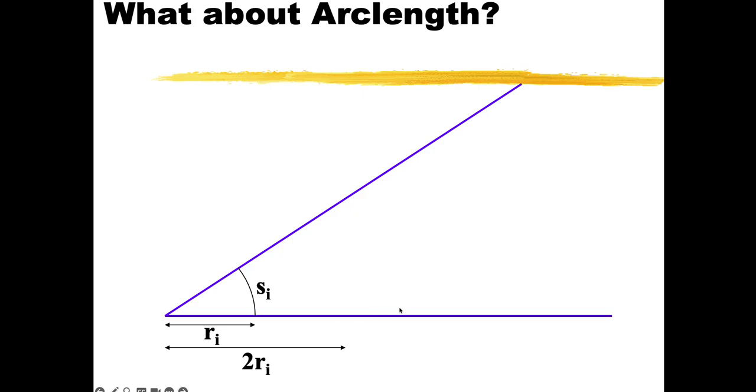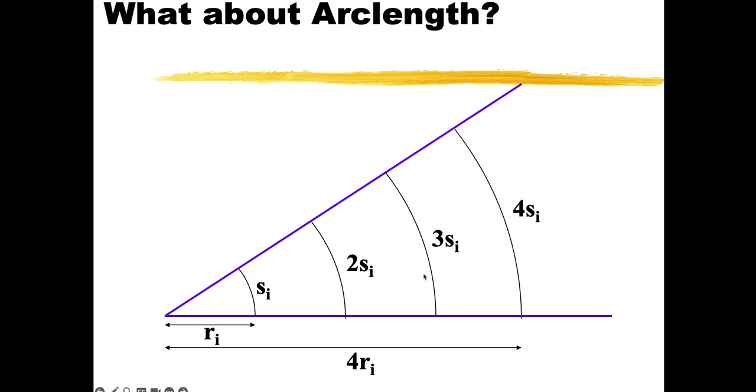So the question is, how do things change? What is the arc length now if I'm 2 radii out? It turns out that it's just double that original arc length. 2 radii, double the arc length. So the same pattern holds. At 3 radii, I get 3 arc lengths. At 4 radii, I get 4 arc lengths. So we want to think about what's going on here. How could this be?